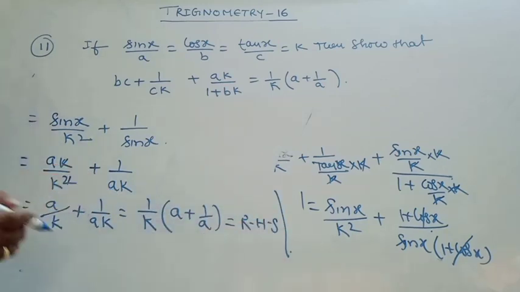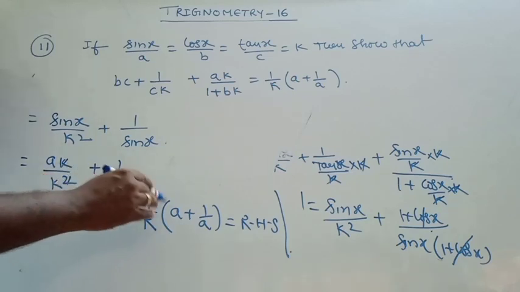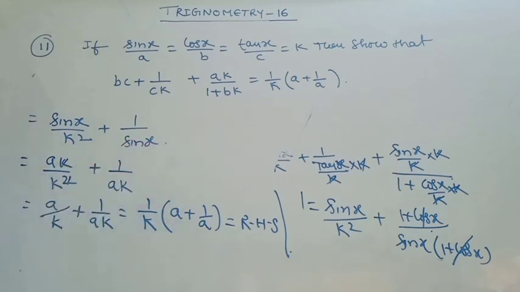You have taken the left hand side part and you got the right hand side part like this, 1 by k times of a plus 1 by a, right? In this way you will be getting this beautiful problem, 1 by k times of a plus 1 by a, right? Fine.